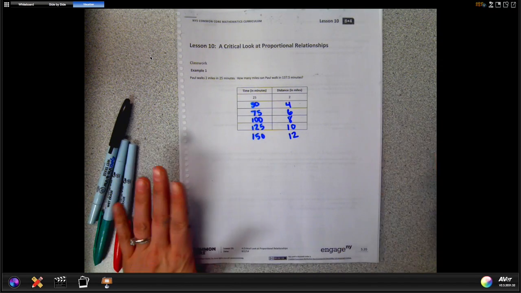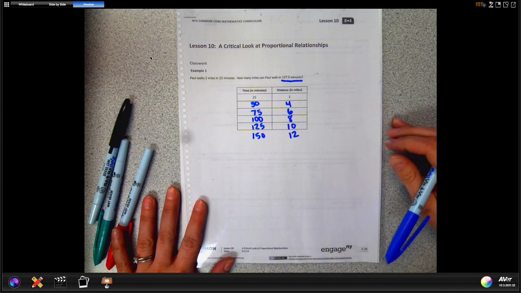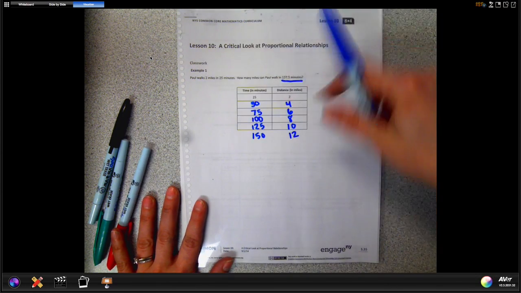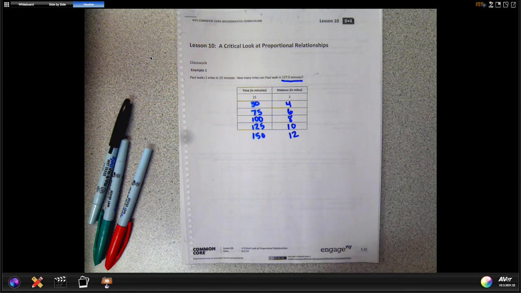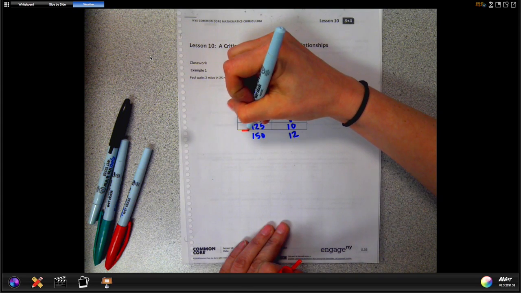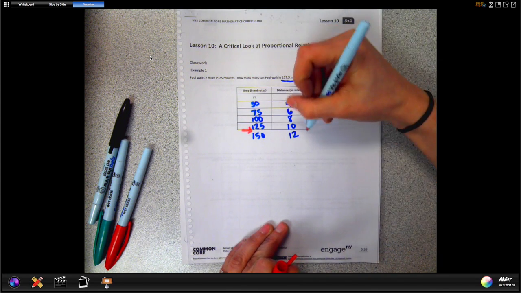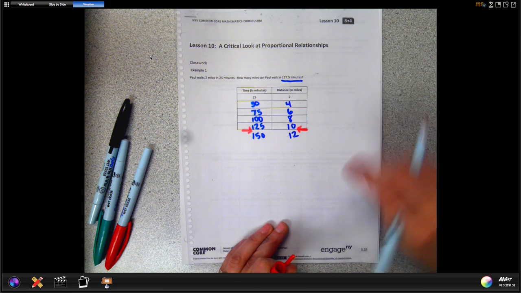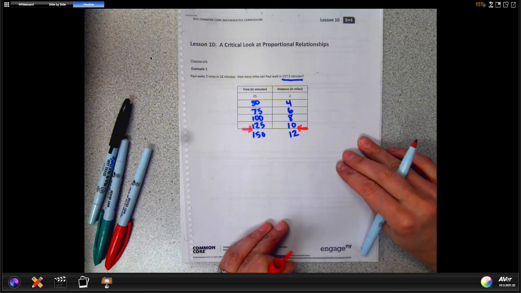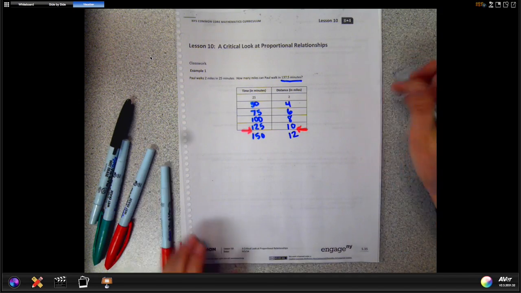Now the question asks us about 137.5 minutes. Obviously, that's not a number on our table, but we know 137.5 falls somewhere in here, okay? Which means he should be able to walk somewhere between 10 and 12 miles at that time. To figure it out exactly, we're going to set up something called a proportion.